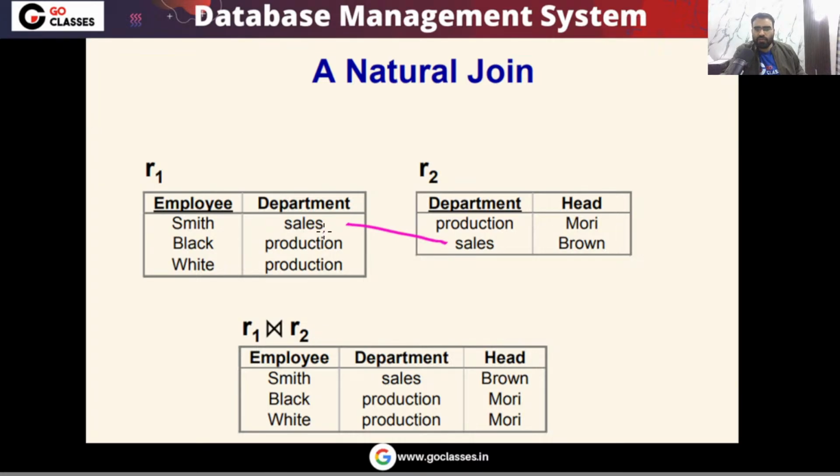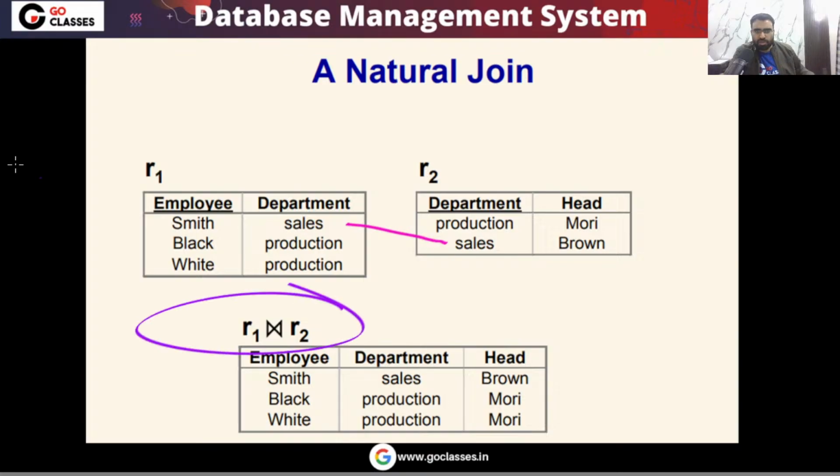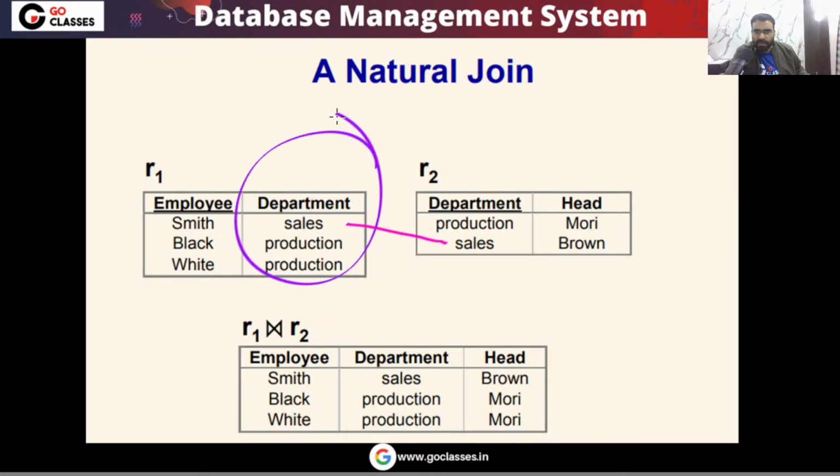Okay, and let me tell you one more thing. You can see here we have two department attributes, but in the natural join output we will not write this department attribute two times. Because this department attribute is common, and we are performing the equality of this attribute. So in the output we will write the department attribute only one time. So you can see in the output there will be three attributes.